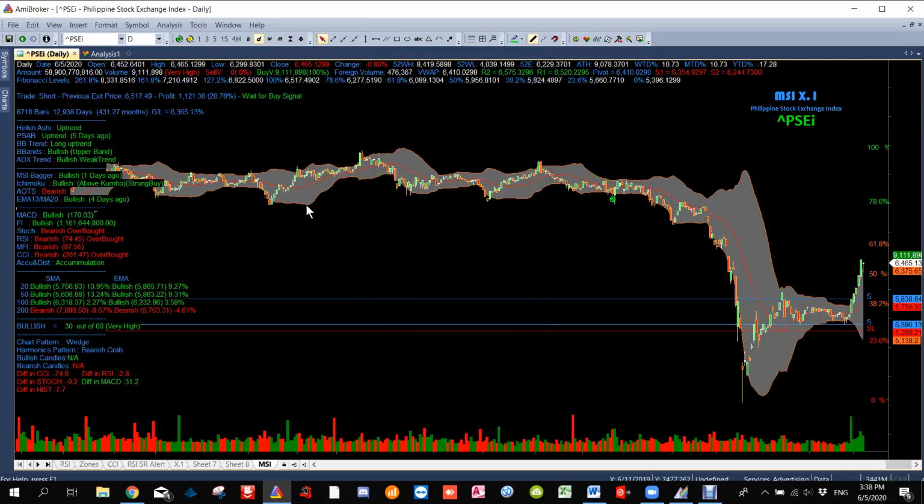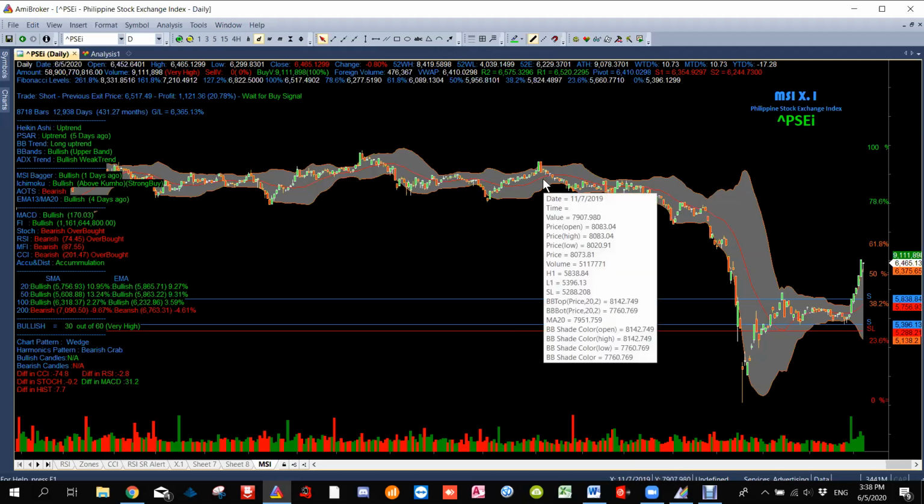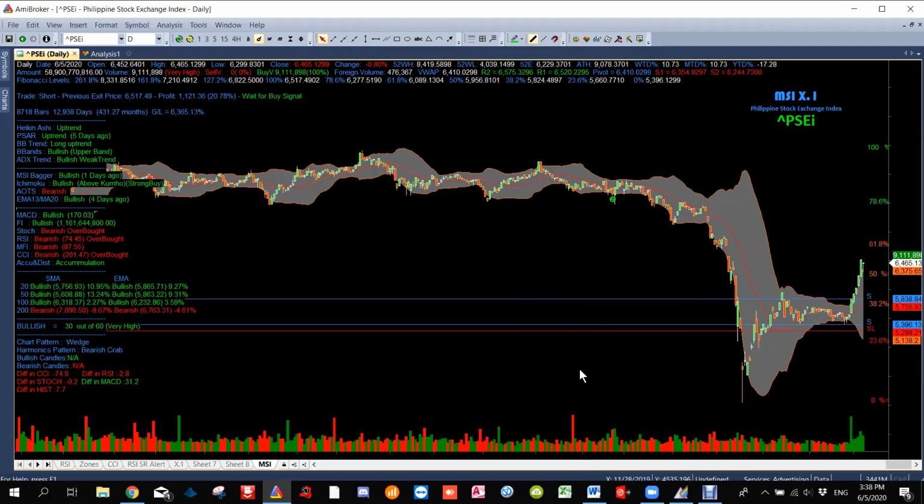Okay, so yung Bollinger Bands, makikita nyo meron siyang tatlong parts. Meron siyang upper band, meron siyang mid band, and meron siyang lower band. Yung mid band actually is the MA20. Okay, so depending on the formation, the type of formation na binibigay ng Bollinger, makikita nyo doon kung anong move ang ginagawa niya.